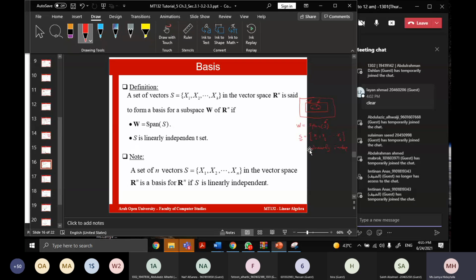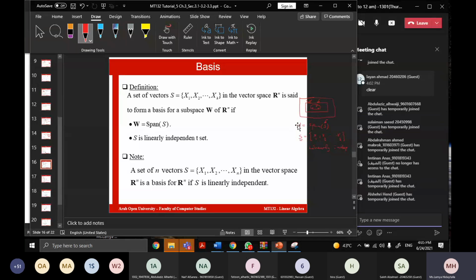Okay, so what are the bases? The bases are a set of elements S such that these elements span the space. What are the bases of W? They are the elements in the set S such that by doing linear combinations of them we get W, or another way we can say that span S is equal to W. Clear?